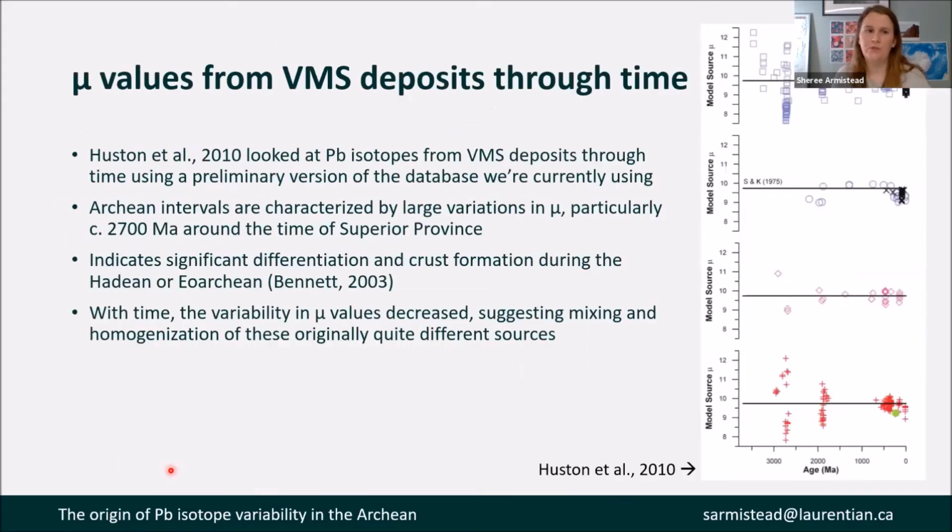And another study that looked at mu values from VMS deposits specifically through all time periods was this study by David Huston et al. 2010. And they really used a preliminary version of the database that we're using. Obviously, there's fewer data in here than what we're looking at. And they interpreted that Archean intervals, so these ones here, are really characterized by large variations in mu, particularly around 2.7 Ga, around the time of Superior Province forming. And this really indicates that significant differentiation and crust formation occurred during the Hadean or Eoarchean. And then with time, the variability in mu decreases, and this might suggest that mixing and homogenization occurred between these originally different sources.